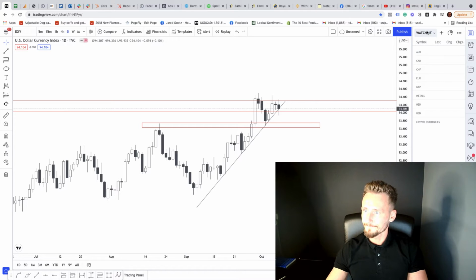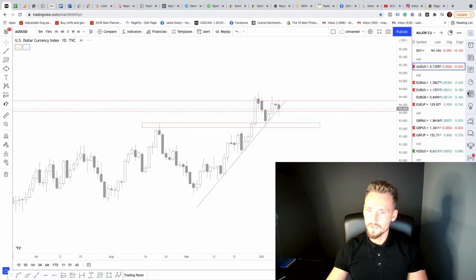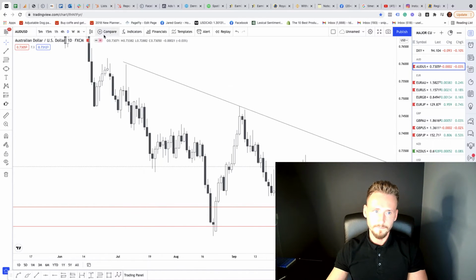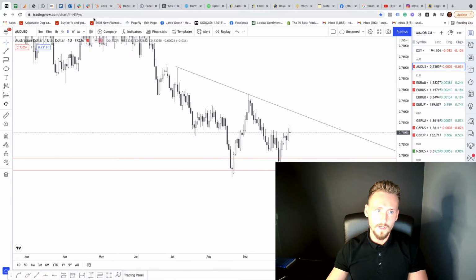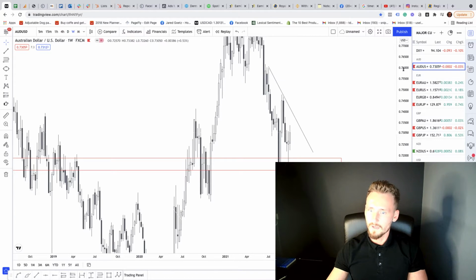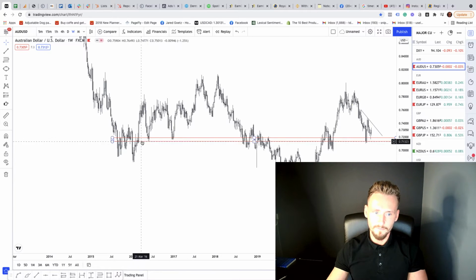Now let's move on to the major currencies. You can see here we had our watch list, Aussie USD. Let's just stick on the daily to get a good understanding of where we are. In fact, let's go to the weekly, because we need a little bigger perspective here. You can see where this area in red is coming from.